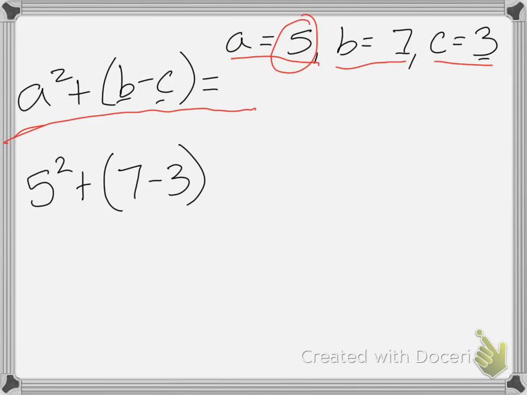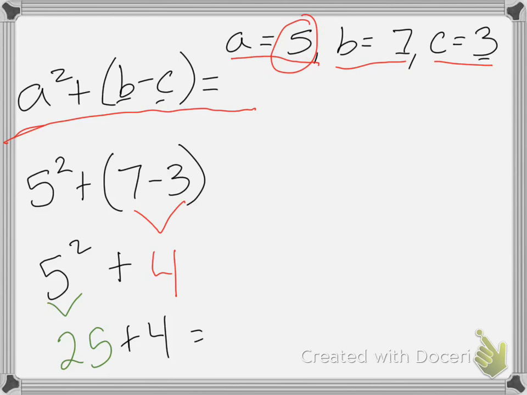So thinking of our order of operations, we first do parentheses. 7 minus 3 is 4. We drop down everything I haven't used. Now I do the exponent. 5 squared equals 25. Drop down everything I haven't used. So I'm left with 25 plus 4. 25 plus 4 is 29.